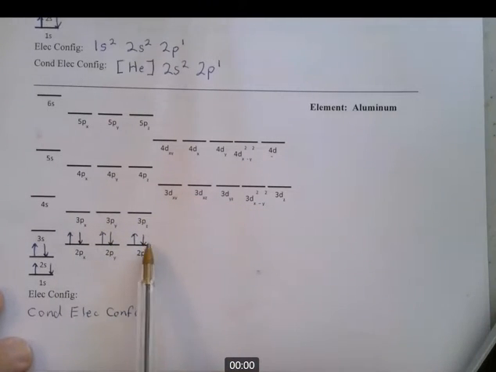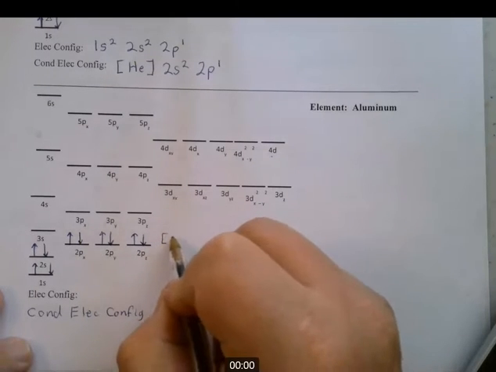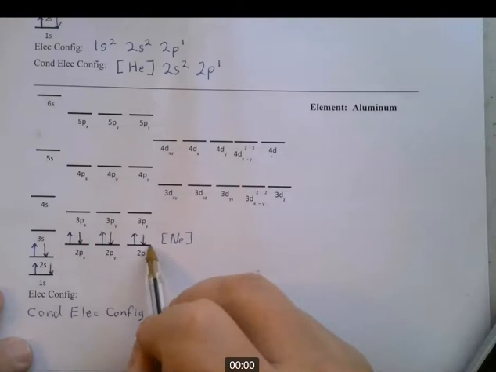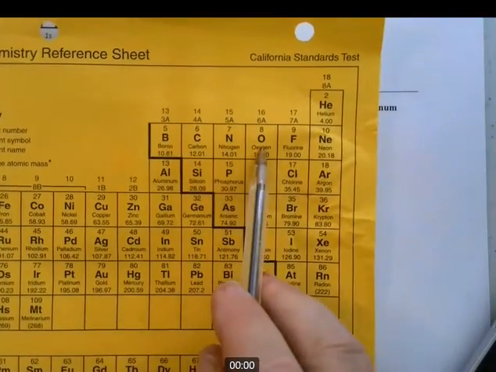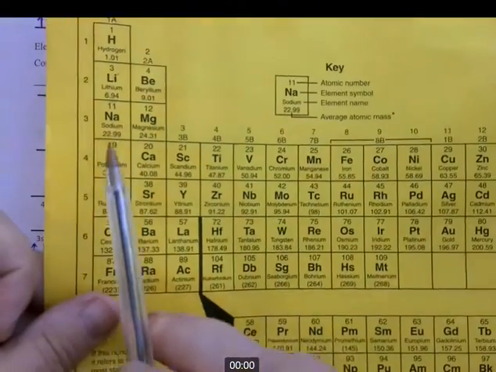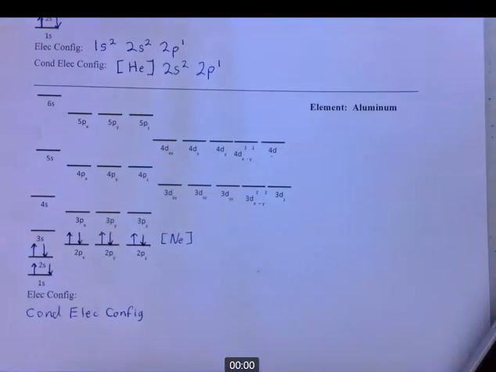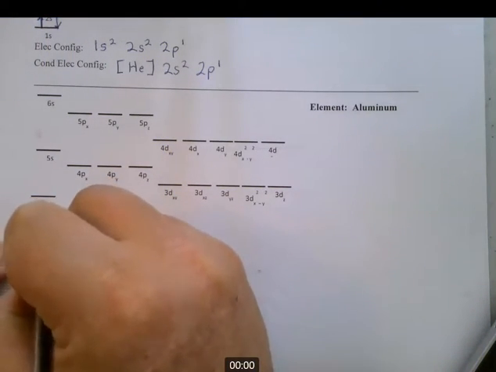And when you have a full p orbital, as we do here, that represents a noble gas. In this case, this would represent neon. Okay, so we've completed the 2p orbital. Now we're going back to the 3s orbital, and there's two electrons that can fit in the 3s orbital. So one like that and one like that.